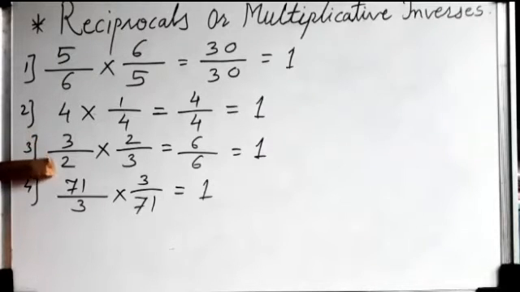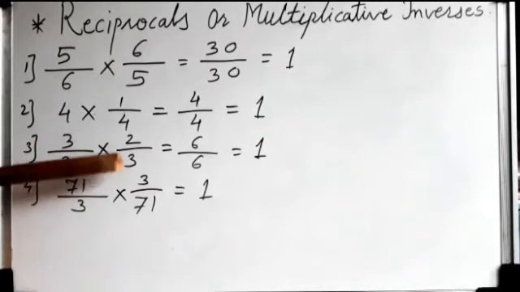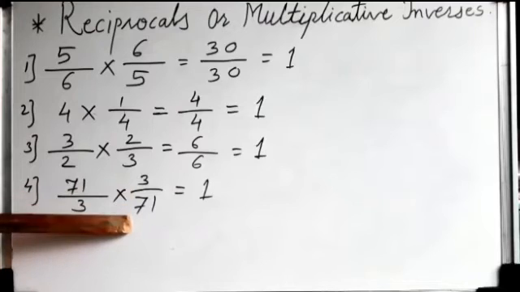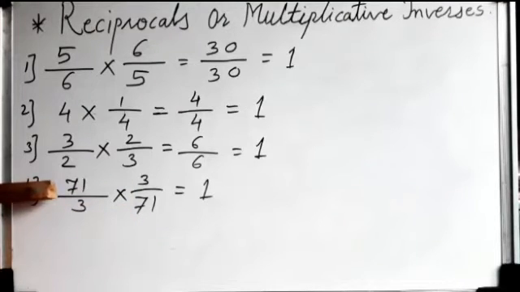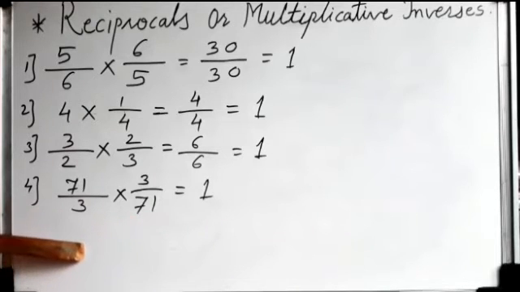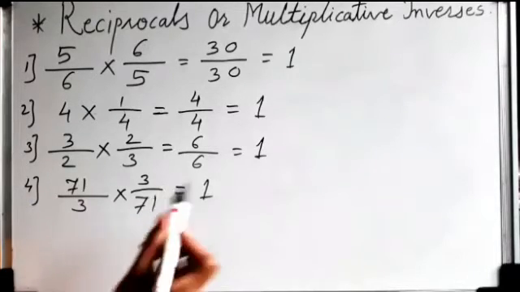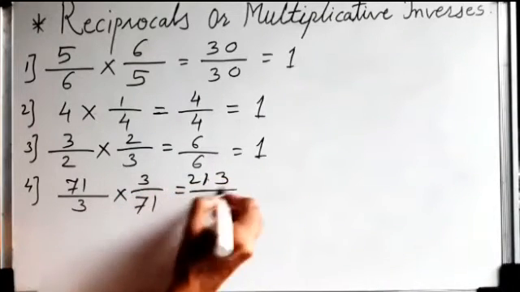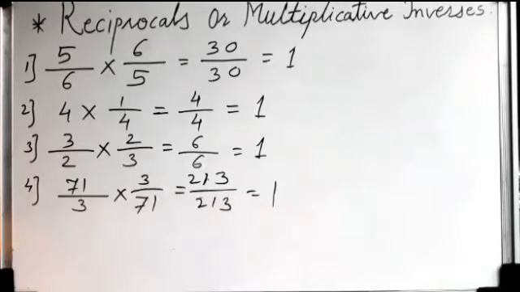Again 3 upon 2 into 2 upon 3, that means 6 upon 6. Again the answer will be 1. Next, 71 upon 3 into 3 upon 71. Again the same thing: 71 threes and 3 seventy-ones, the answer will be 213 upon 213, that means again 1. So what is the peculiarity you see in all of them?